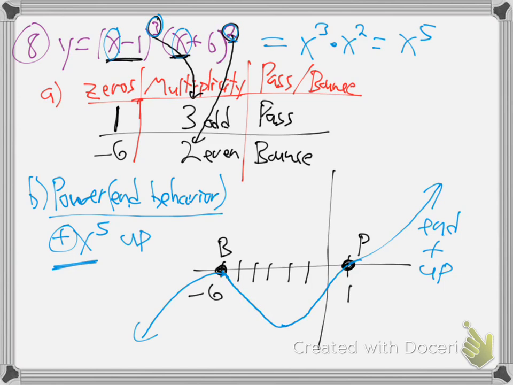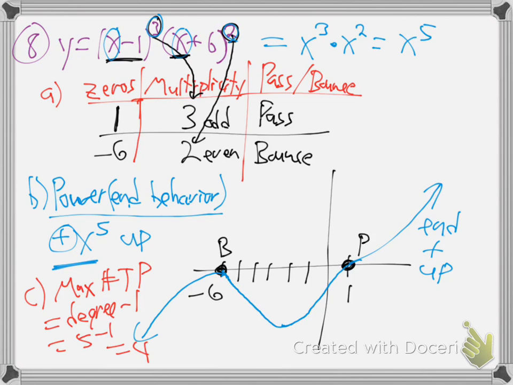And then the only other question is the max number of turning points, which doesn't really matter a lot. So what's the max number of TPs? It's degree minus 1. It's 5 minus 1. It's 4. That means he has at most 4 turning points. He might have less. I know he's got at least 1. And there we go. We know a lot about the graph that quick. We know the generalities of the graph.